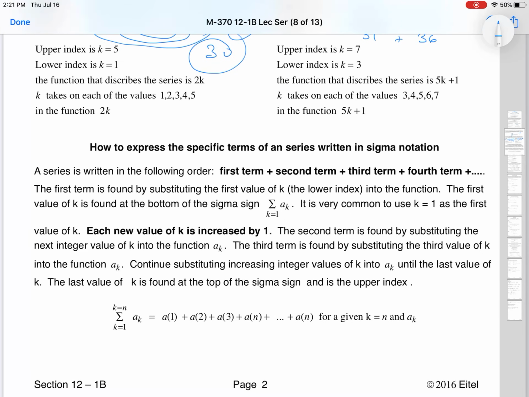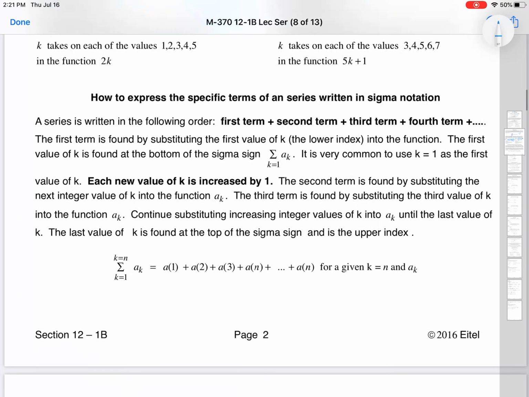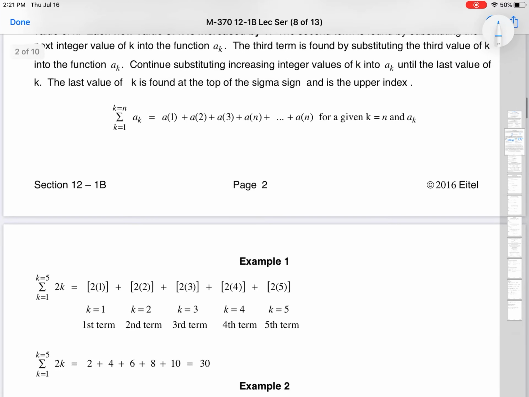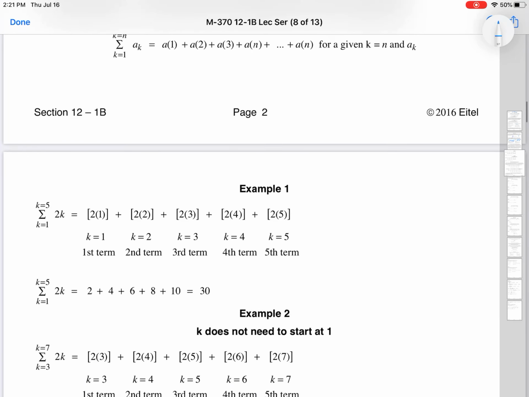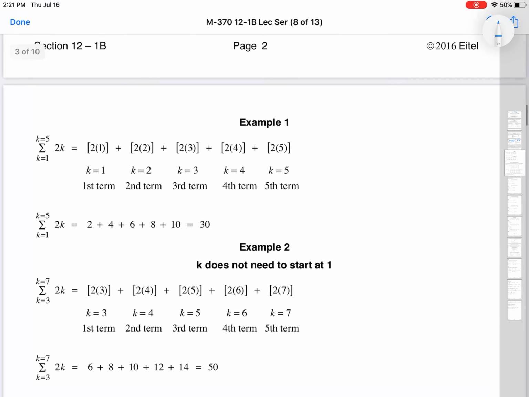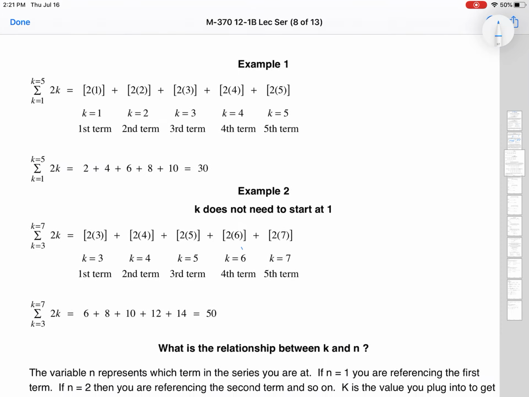Okay. And then he's going over the notation again as well. Okay, so he's going to recreate some of the stuff we did earlier. Sum of the 2k from 1 to 5. You plug in k equals 1, 2, 3, 4, and 5, and you get the 2, 4, 6, 8, 10 like we did, and those total 30. Now if we go from 3 to 7, we're adding 6, 8, 10, 12, and 14, and those happen to add up to be 50.